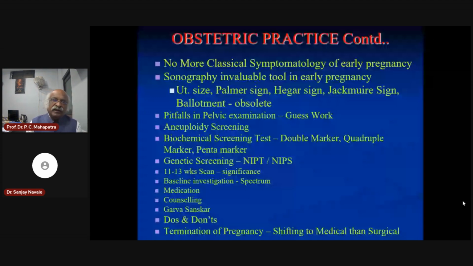In addition to these anomaly scans, you can expand more. You can do a subsequent scan later, around 20 to 24 weeks, for the fetal echo. Fetal echo is an additional thing in addition to the anomaly scan. This is mainly taken up by the fetal medicine people. Biochemical screening tests like the quadruple marker, and preeclampsia screening like PLGF or the pentamarker scan, can be an addition in the second trimester.